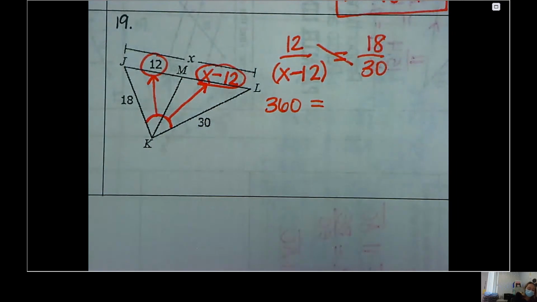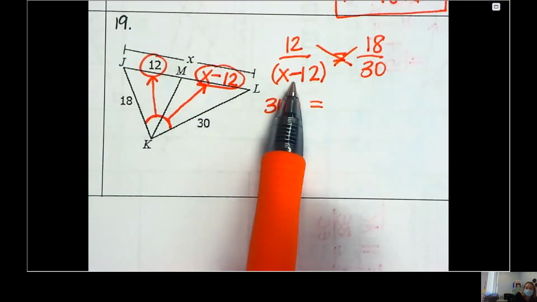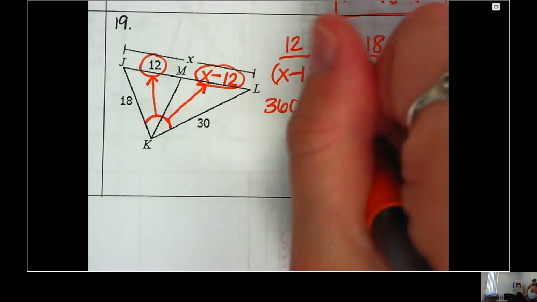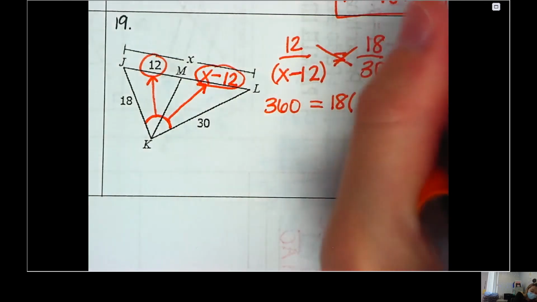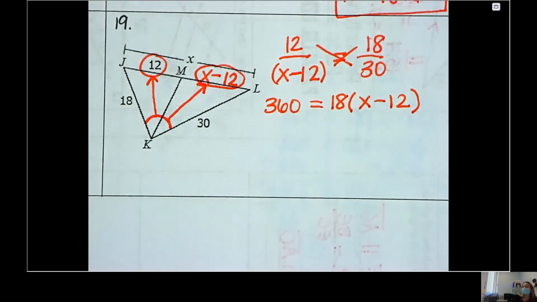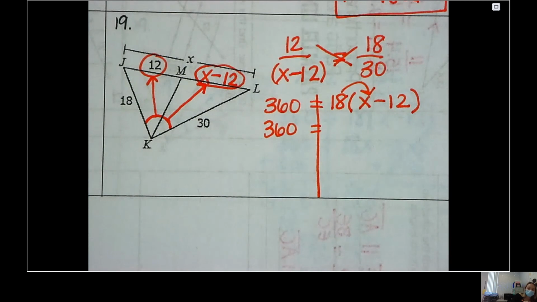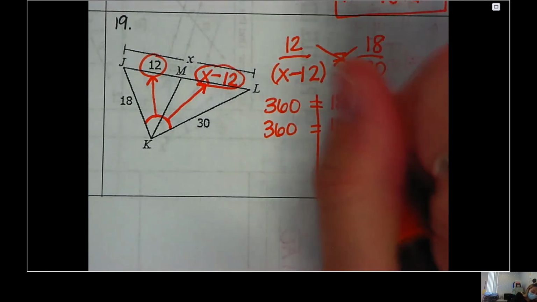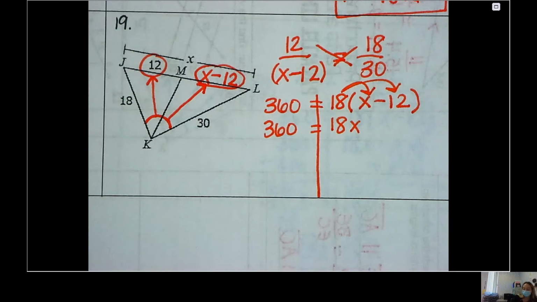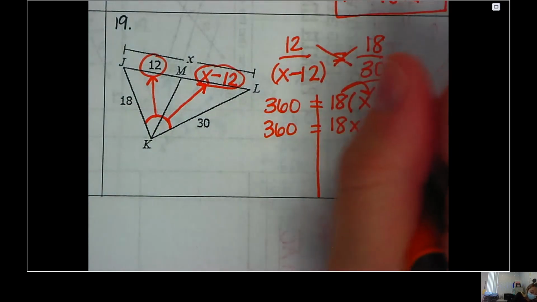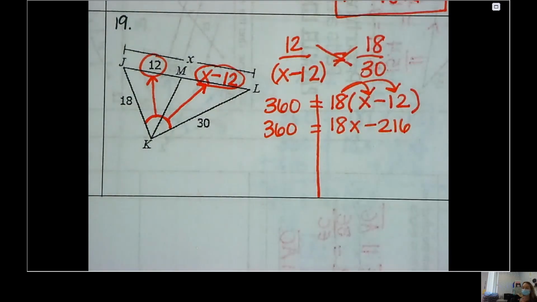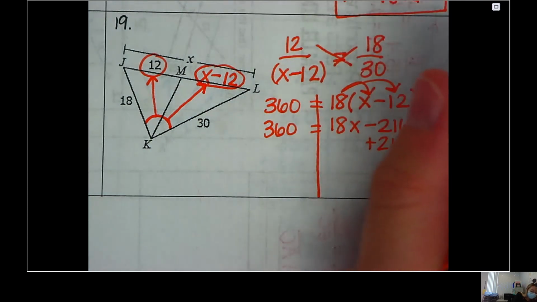Equals, now I'm going to do, remember, this is an equation, so I'm going to do 18 times the whole equation, x minus 12, which means I'm going to have to do what? Distribute. Very nice. Okay, so what's 18 times x? 18x. What's 18 times negative 12? Negative 216. Good. And now it's some quick algebra. I add the 216 to both sides.